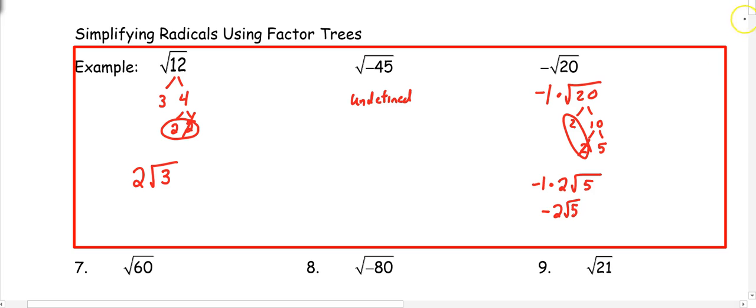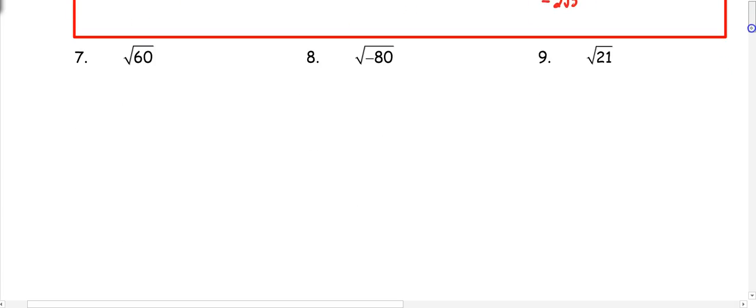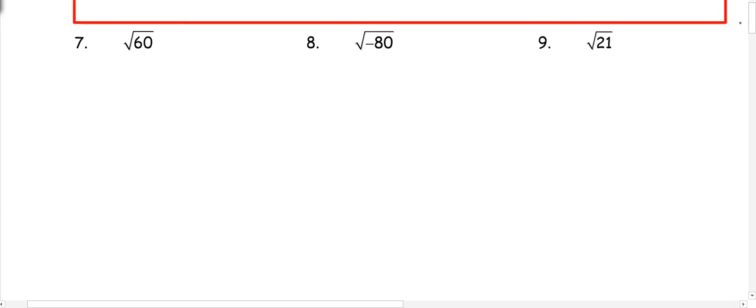So let's practice some more radical simplifying. Number 7, the square root of 60. Two numbers that multiply to 60 are 6 and 10. Two numbers that multiply to 6 are 3 and 2. And two numbers that multiply to 10 are 2 and 5. Now there's multiple ways to break this down, so you could have picked other ways to multiply to 60, but in the end our prime factorization should all end up the same.